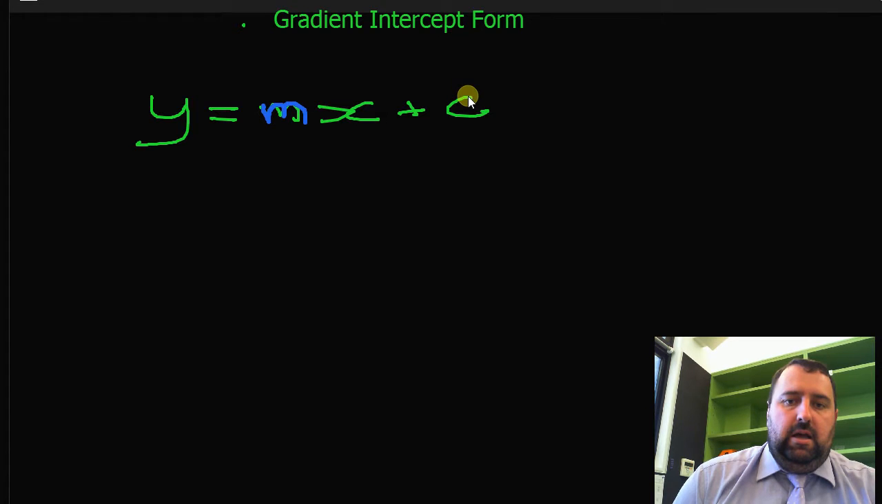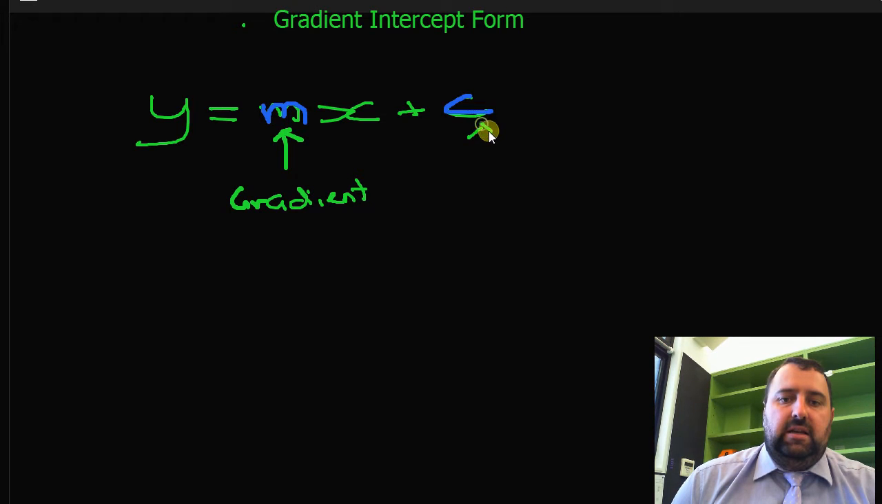m, and our c. I'm writing them in a different colour because they actually become numbers, all right? So our m, that's equivalent to the gradient of the line. Lovely neat writing. And c represents our y-intercept.